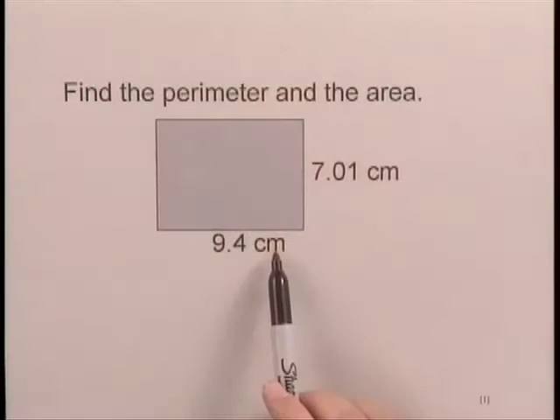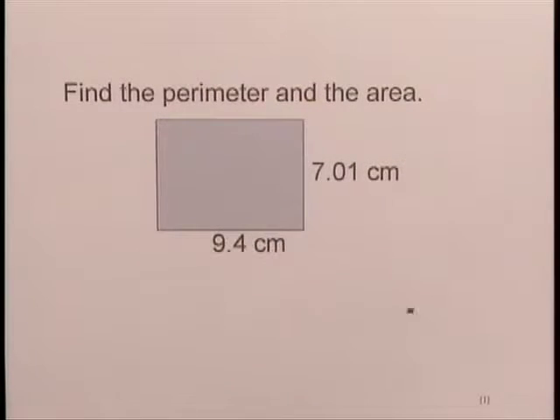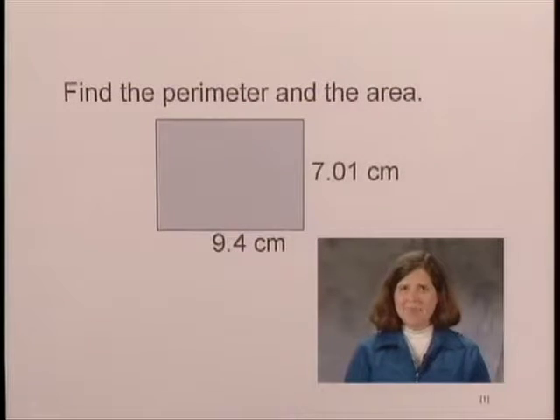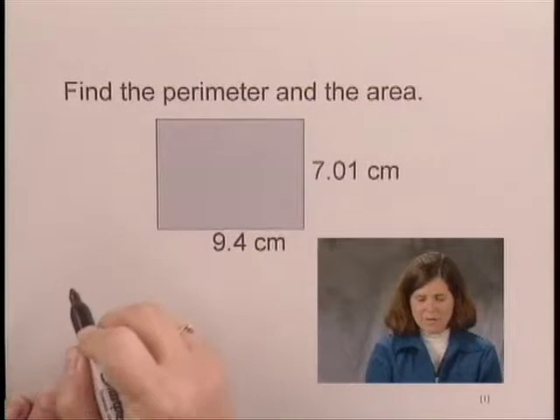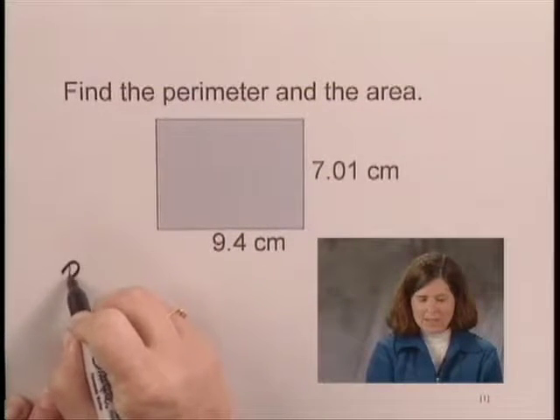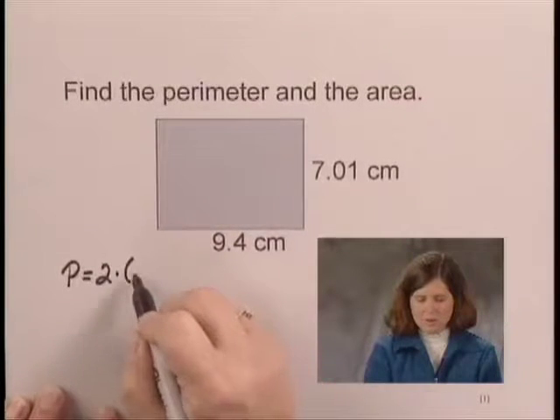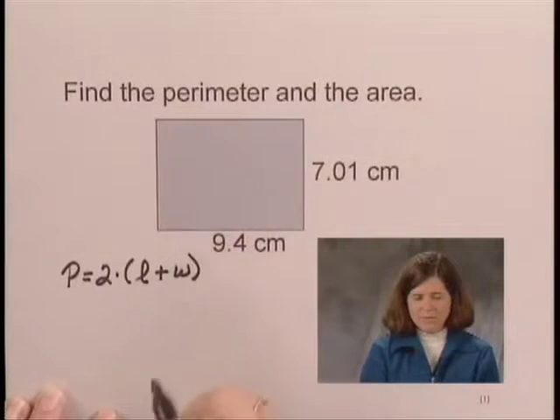We'll find the perimeter and the area of the rectangle with length 9.4 centimeters and width 7.01 centimeters. Let's start by finding the perimeter, and let's begin that process by writing the formula for the perimeter of a rectangle. We have P equals 2 times the quantity length plus the width.